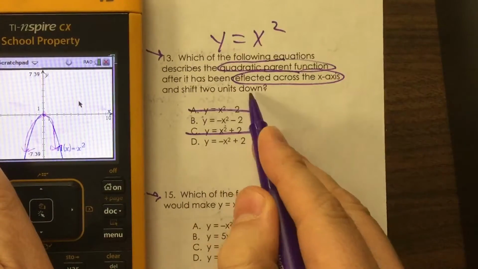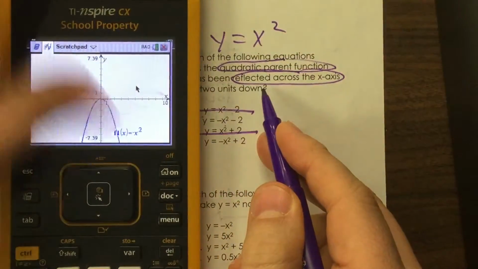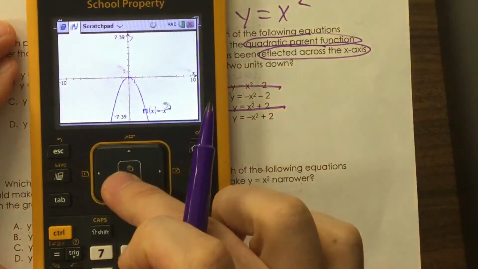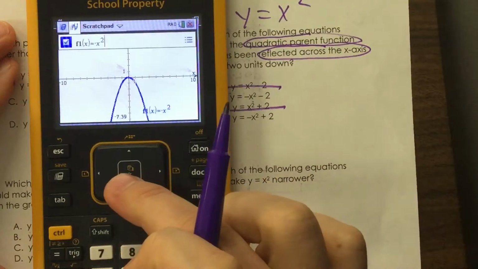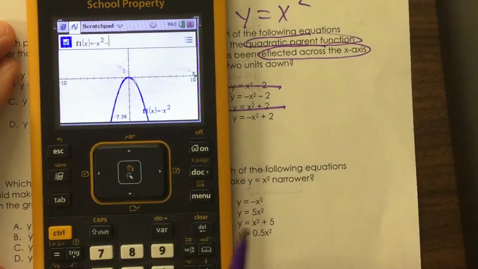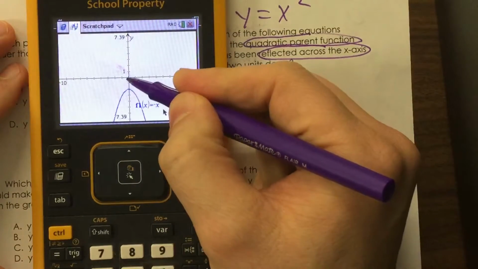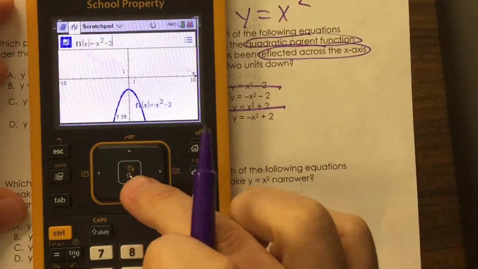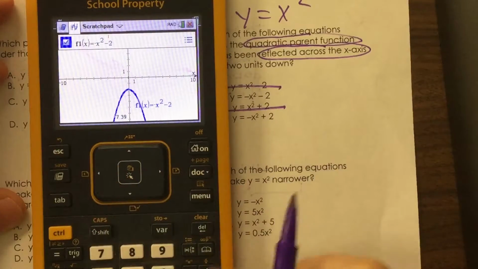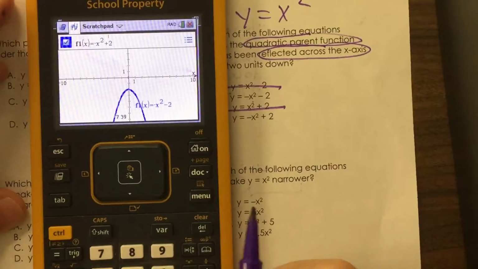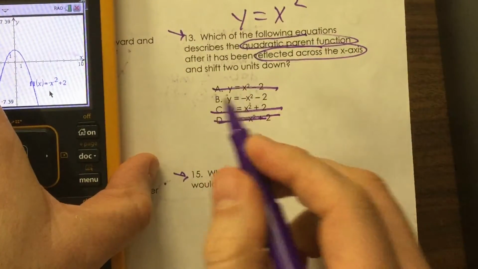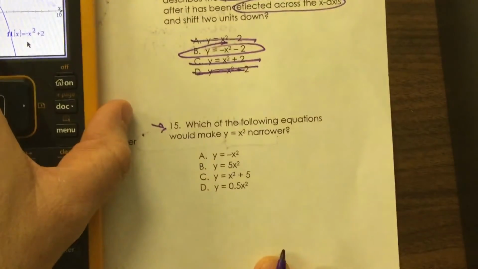What else has to happen? It has to shift 2 units down. Okay, we already talked about that. You have to put a minus 2 on there. Let's go back to my equation, double click it and try it out. I'm going to put a subtract 2 right there to see if it shifts 2 units down. It does. It just jumped down 2 units. If I had put the plus 2 on there, it would have gone the wrong way. Let's change it real quick. If I put the plus 2 there, it made it jump 2 units up. We don't want it to jump 2 units up. We want it to jump 2 units down. So it's B.